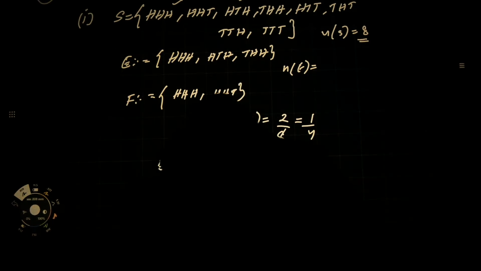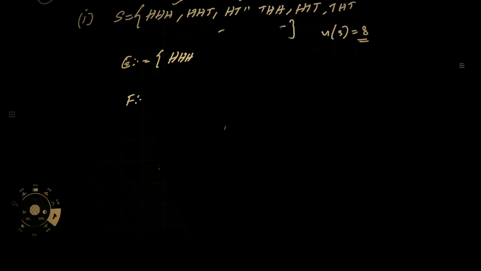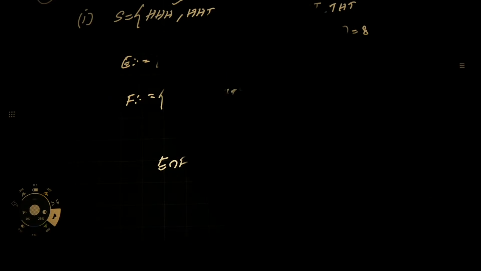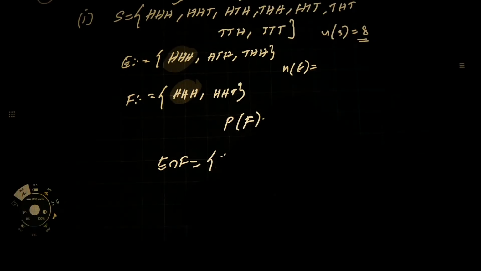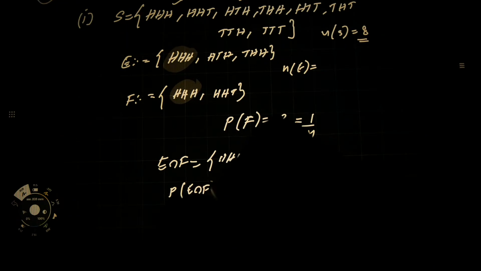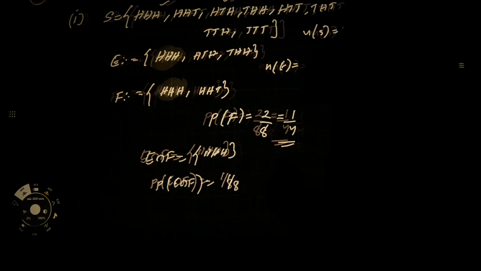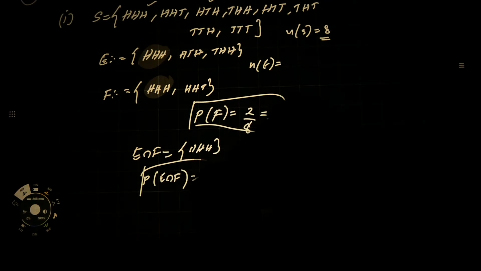What is E intersection F? What are the things common here? Only H, H, H is common. Nothing else is common. So E intersection F is H, H, H. So P of E intersection F is 1 by 8. Okay, so these are the required information we need: P of F and P of E intersection F.